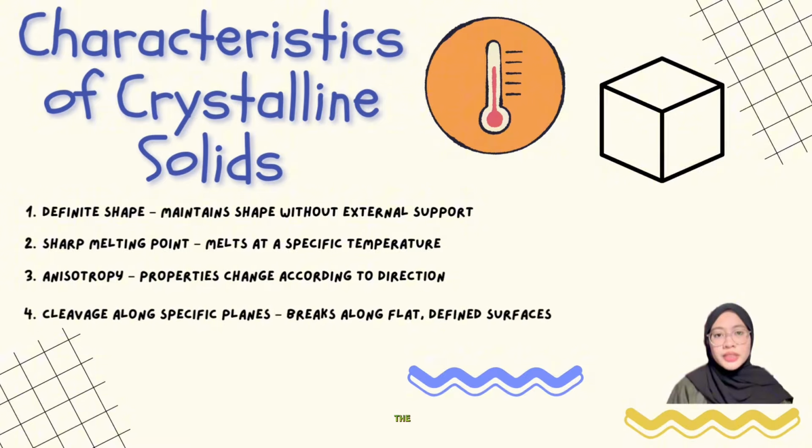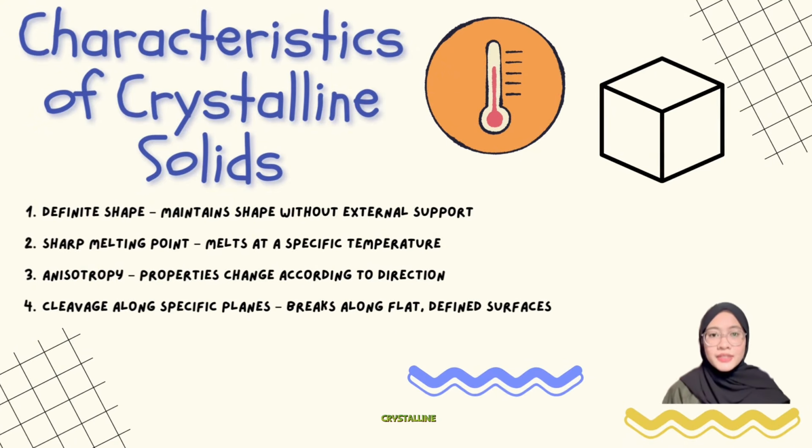Now, let's move on to the characteristics of crystalline solids. Crystalline solids have several characteristic properties due to their regular lattice arrangement. First, they have a definite shape because the particles are held in fixed positions. Second, they possess a sharp melting point as all particles experience the same bonding environment. Third, crystalline solids exhibit anisotropy, meaning their physical properties vary with direction. Finally, they undergo cleavage along specific planes, splitting along well-defined surfaces. All these properties result from the highly ordered three-dimensional structure of crystalline solids.